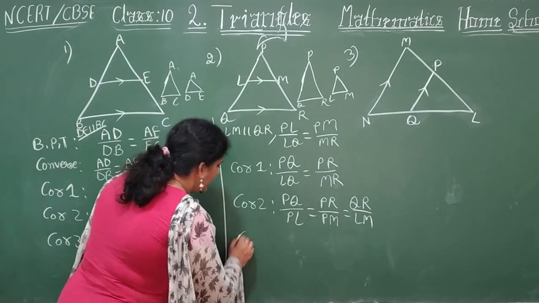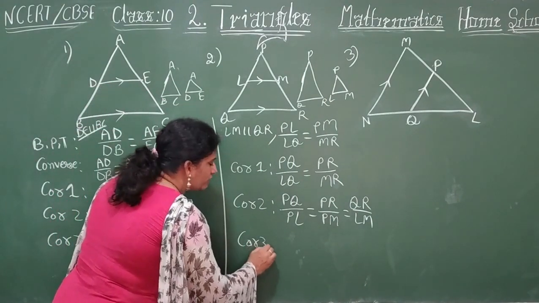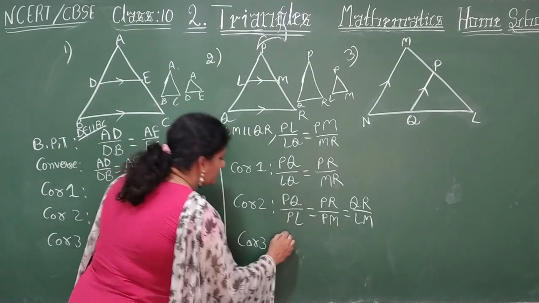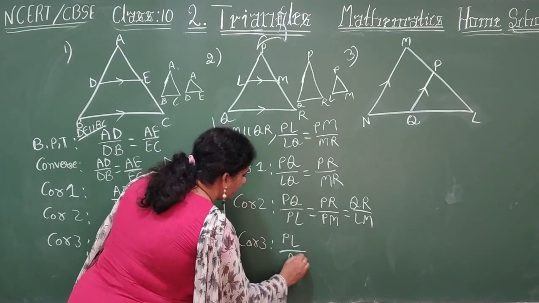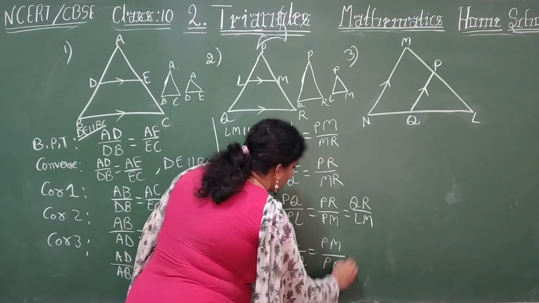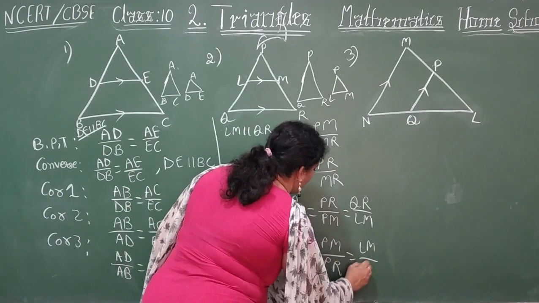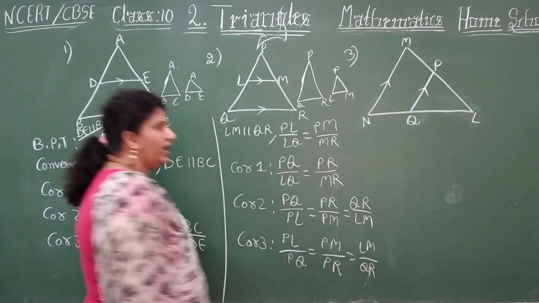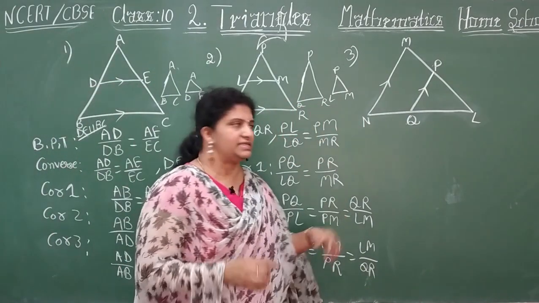Last corollary, no need of struggling more, just do the reciprocal of corollary 2. PL by PQ, PM by PR, or LM by QR. Okay, so now third example.